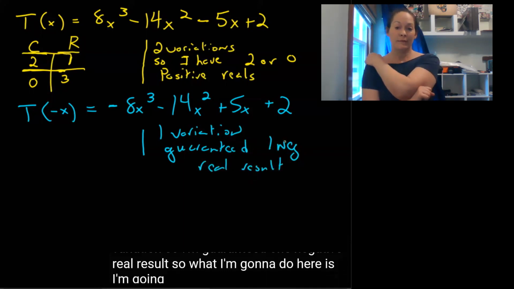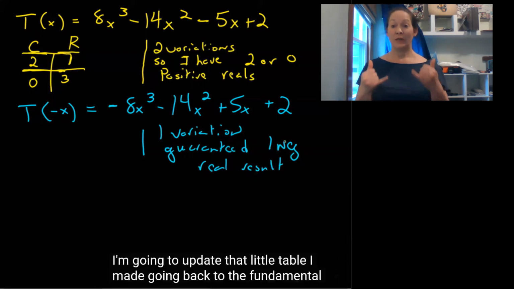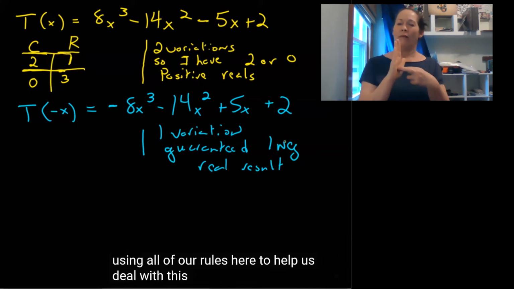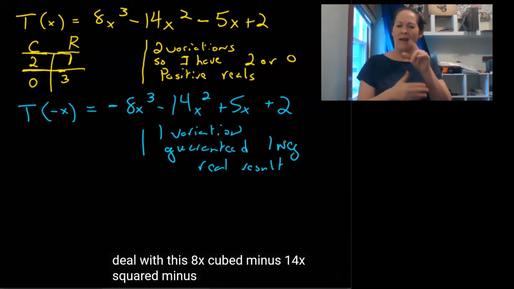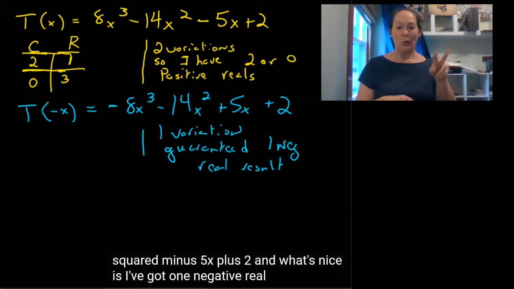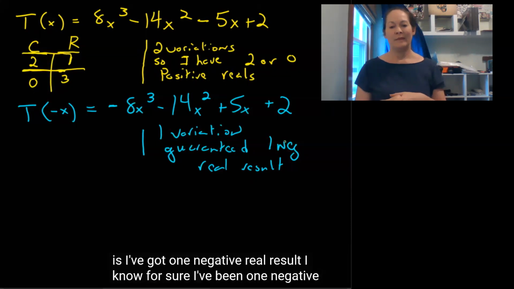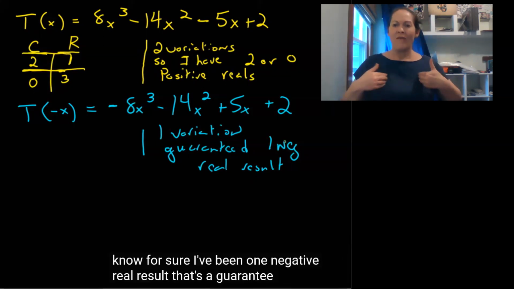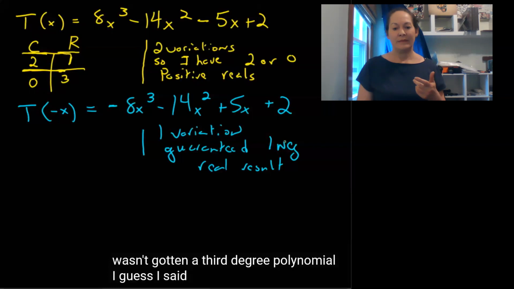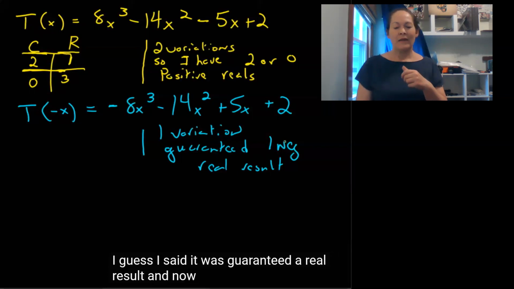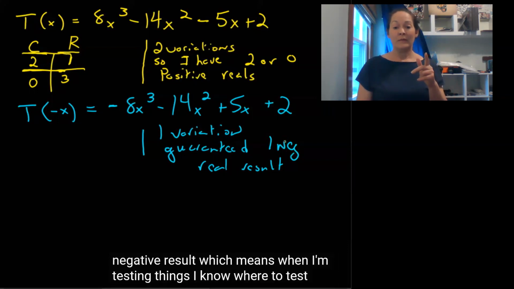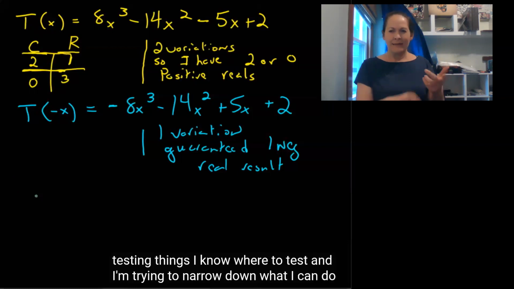So what I'm going to do here is update that little table I made going back to the fundamental theorem of algebra. So we're kind of using all of our rules here to help us deal with this 8x cubed minus 14x squared minus 5x plus 2. Right? And what's nice is I've got 1 negative real result. I know for sure I have 1 negative real result. That's a guaranteed assuredness. And now because it was again a 3rd degree polynomial, I guess I could say I was guaranteed a real result. And now I know I'm guaranteed a negative result, which means when I'm testing things, I know where to test. Right? I'm trying to narrow down what I can do here.